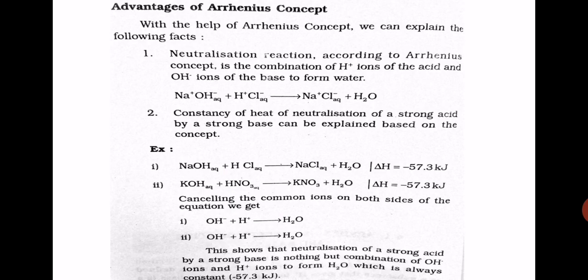And today we are moving to the advantages and disadvantages of these theories. Now coming to the advantages of the Arrhenius concept. According to the Arrhenius concept, neutralization reaction is the combination of H plus ions of the acid and OH minus ions of the base to form water.